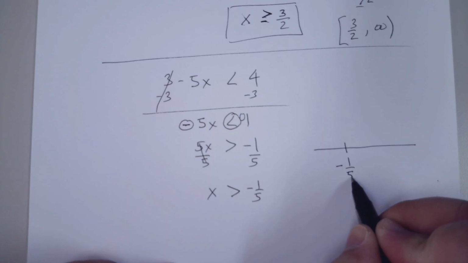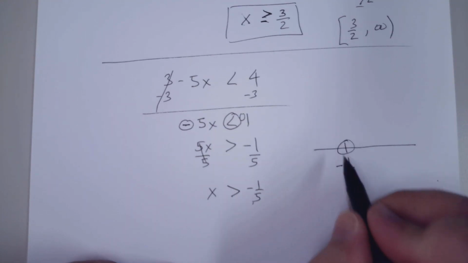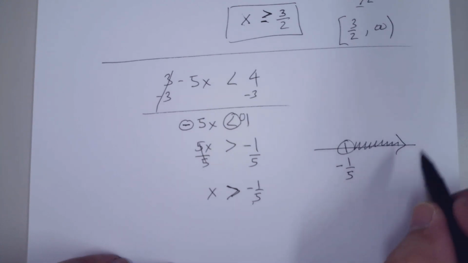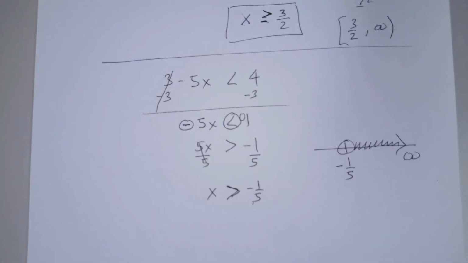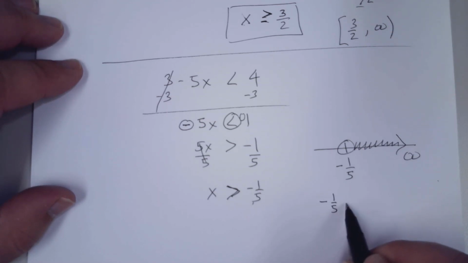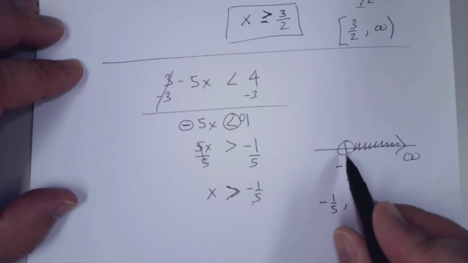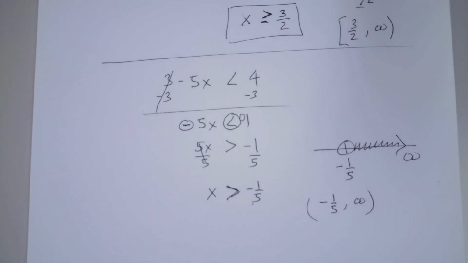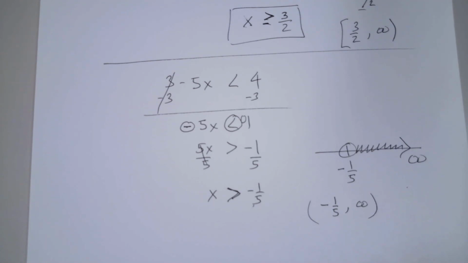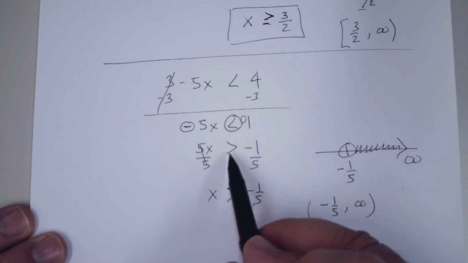The answer is -1/5. It's an open circle, and it points to the right, so it shades to the right. So we start at -1/5, go to infinity, and it's open, and there's that. So whenever you have a negative in front of your x, remember I said change everything across the board. Now that we have inequalities, it changes that direction.